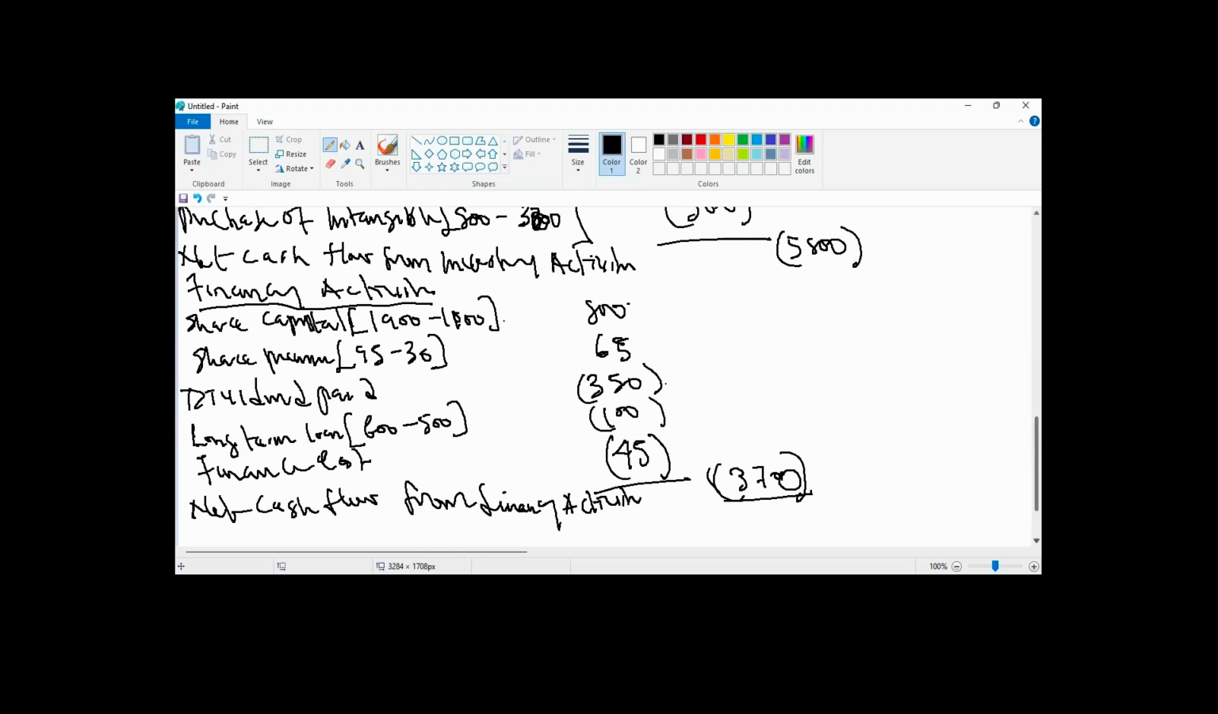Look at your loan. At the beginning, the loan is 500. At the end it is 600. It's an inflow, not an outflow. Increase in liability is a cash inflow, not cash outflow. The loan is 500 at the beginning, at the end is 600. It's an inflow. Okay. So the 200 twice.